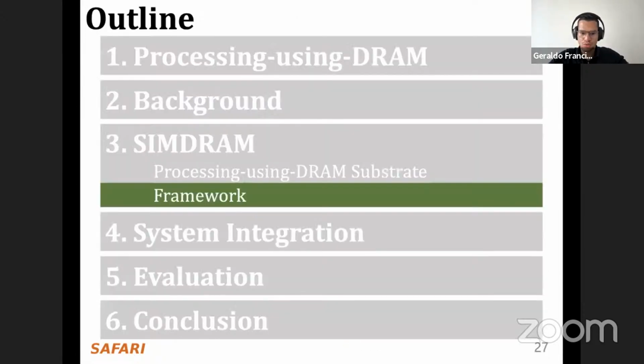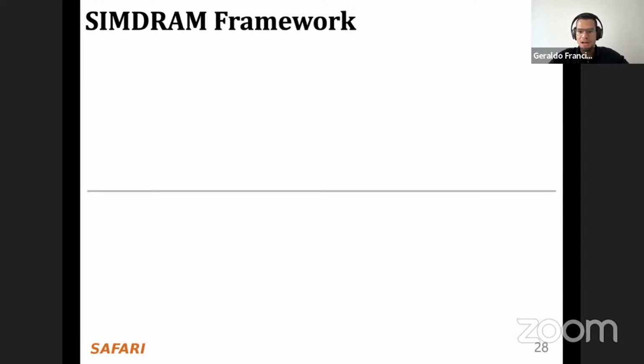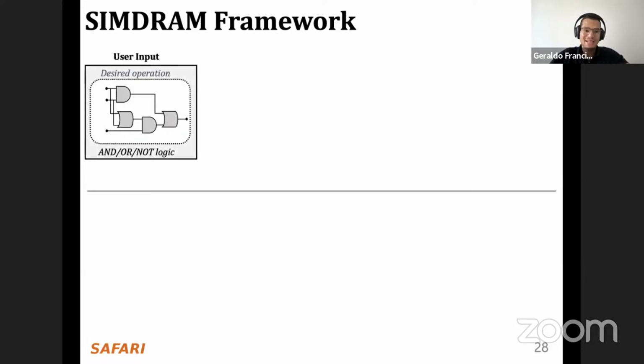Now I'm going to talk about our framework itself, how we're going to use those techniques in our processing-using-DRAM framework. As I said, SIMDRAM is an end-to-end framework that provides the user the ability to implement arbitrary operations in DRAM. And the framework is composed of mostly 3 steps, which I'm going to illustrate next. The framework takes as input a desired operation from the user in the form of AND or NOT type of logic.